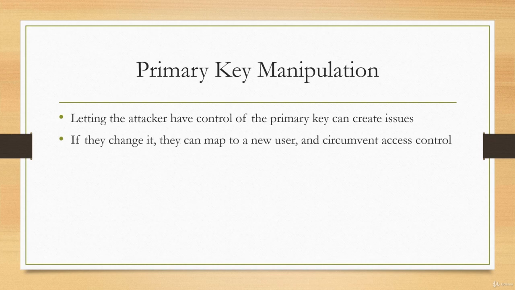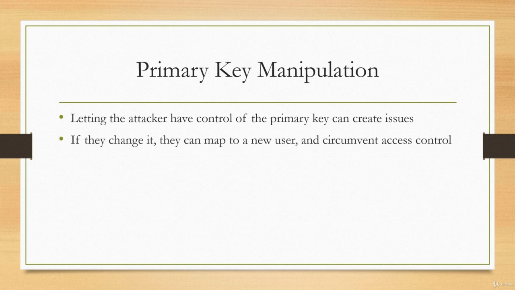One way this can happen is through primary key manipulation. Inside of a database, you'll have a primary key which keeps track of the current record of the person who's utilizing the application. If for some reason the person has access to that key, they might be able to change it to map to a different user, which can help them circumvent access control. A good example could be something like a student ID. If you're on a student system and the user can modify that student ID for some reason, then it will change how it maps to a different user.